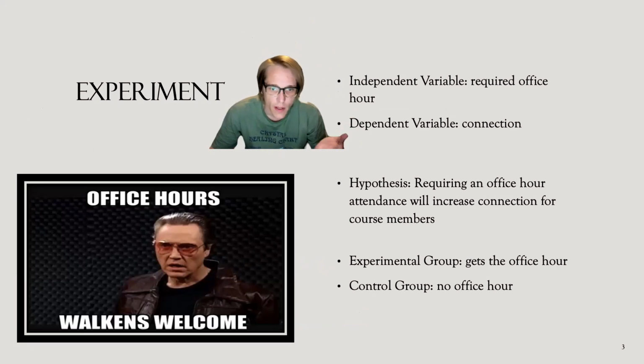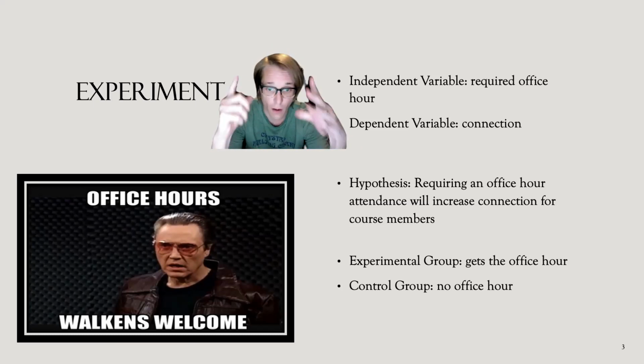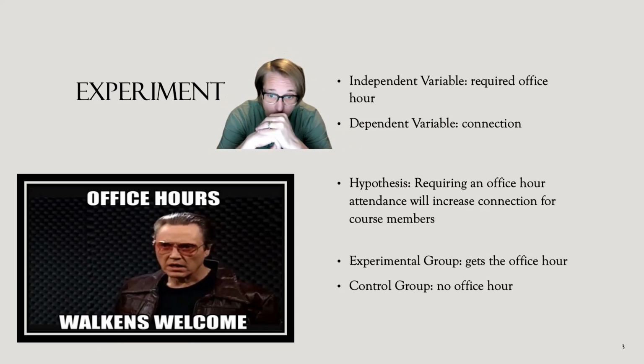That's the idea, right? The independent variable will be the office hour. The dependent variable is connection. The hypothesis, aka requiring a Zoom office hour, will increase connection for course members. That is, connection between the course members will increase with the requirement of office hour attendance. We would have one class as the experimental group that gets the independent variable, the required office hour, and we would have another class as the control group, which would not add the office hours, right?